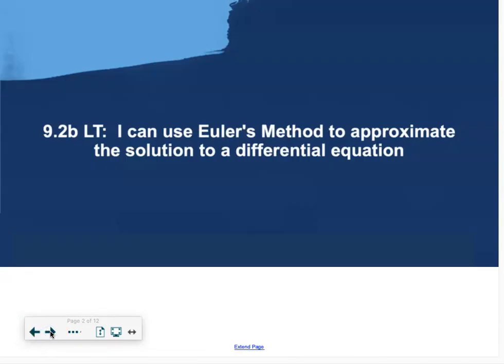All right, so today we're doing section 9.2b, which is called Euler's method.